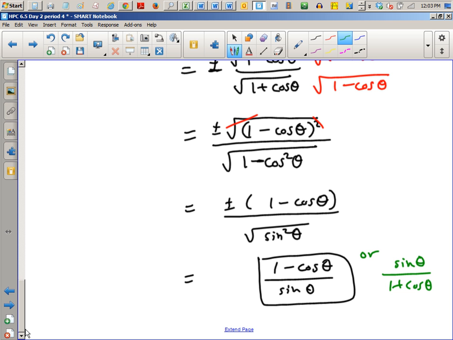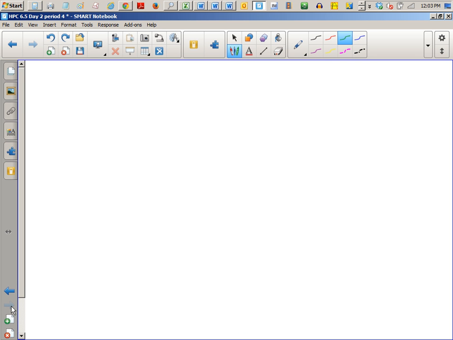In fact, of all the new formulas today, these are the simplest. Interesting, tan is the simplest. Every day there's one formula that's the simplest. Yesterday it was sine 2 theta. Today it's tan half angle. So, all right. That is the end of new identities, okay?